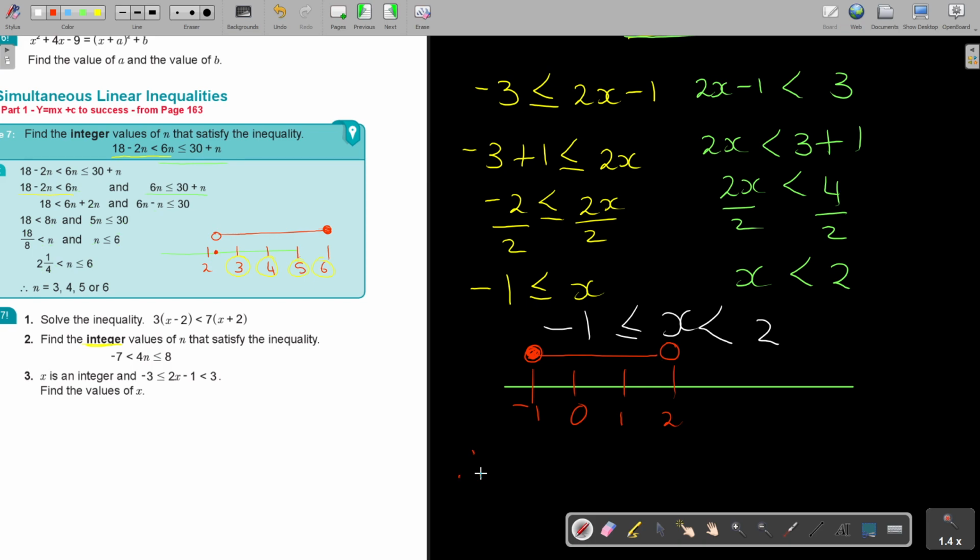So therefore, the values of x will be, let's just quickly write it down. Negative 1 because it's included, 0 and 1, but not 2. So therefore, x equals negative 1, 0, or 1, but not 2 because there was not an equal sign. Okay. And that is inequalities. So we do quadratic inequalities in AS level, but in ordinary level, we just do linear inequalities.